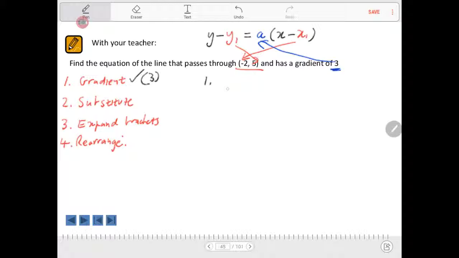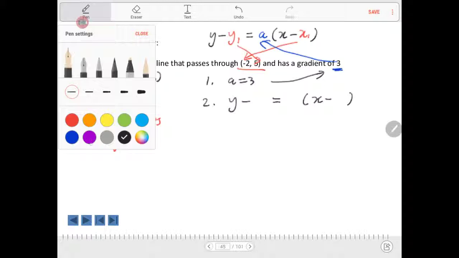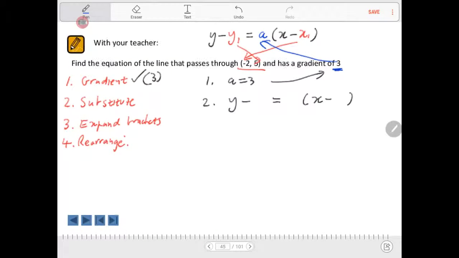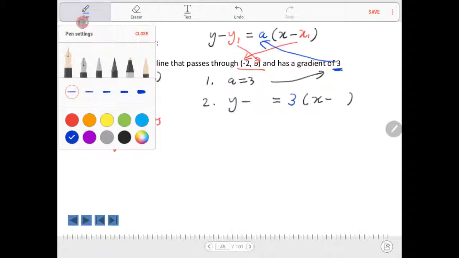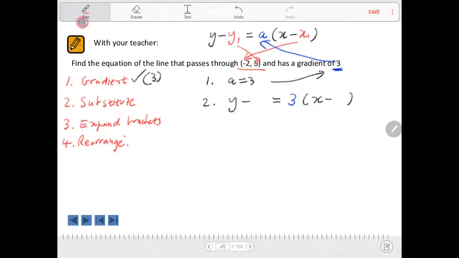Alright, so let's substitute now. Step 2. Just write that down. Gradient equals 3. There's step 1. Okay, step 2. Substitute. So y take, I'm just going to write the y and the x out. That always looks like that, and then we substitute into those blank spots there. So we know the gradient is 3, so the gradient goes in that spot each and every time. And then in those red spots we've got y1 is 5 and x1 is -2.